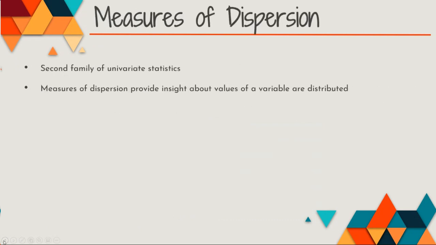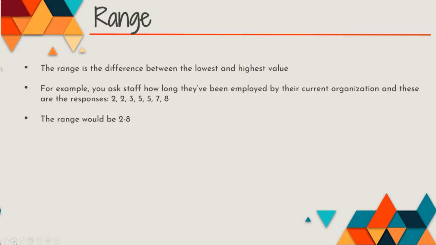So measures of dispersion are really helpful in terms of seeing what is the distribution of scores across a variable. So this is the second family of univariate statistics that we'll review now. Range is a wonderful tool to help provide insight about where your scores were on a particular question on an assessment or a measure. So the range is the difference between the lowest and highest value.